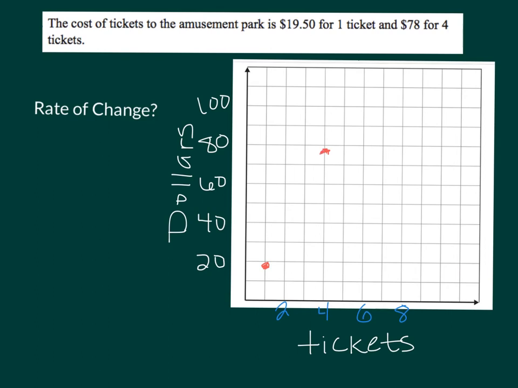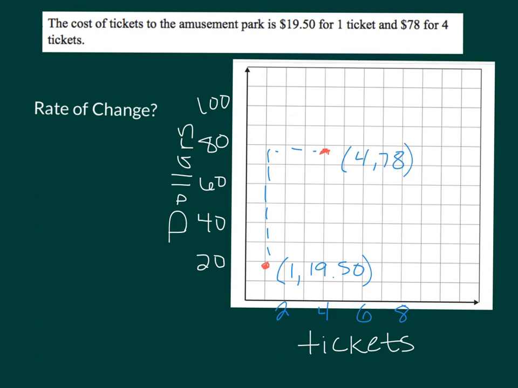All right. So if we do a rate of change here, we're going to see what this vertical change, which is in dollars in this problem, is, and what our horizontal change in tickets would be. Well, so let me just put our points again on here. This was 1 and 19.50, and this is 4 and 78.